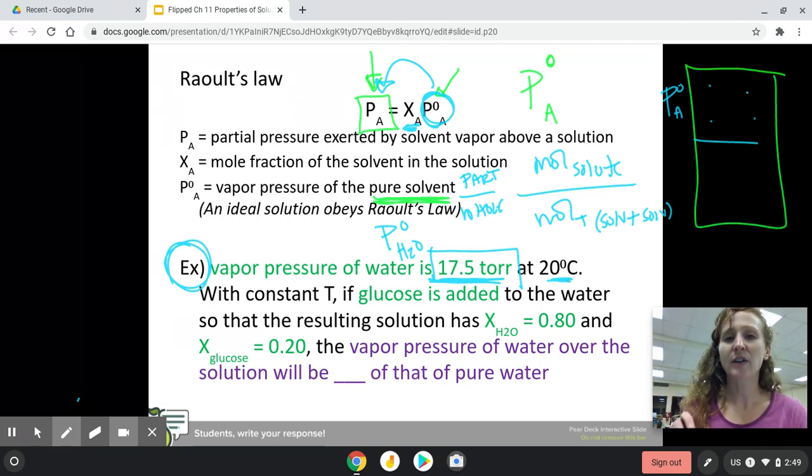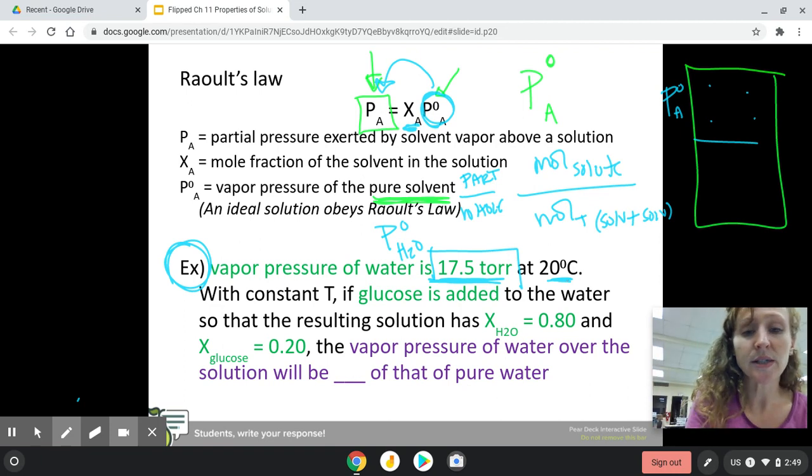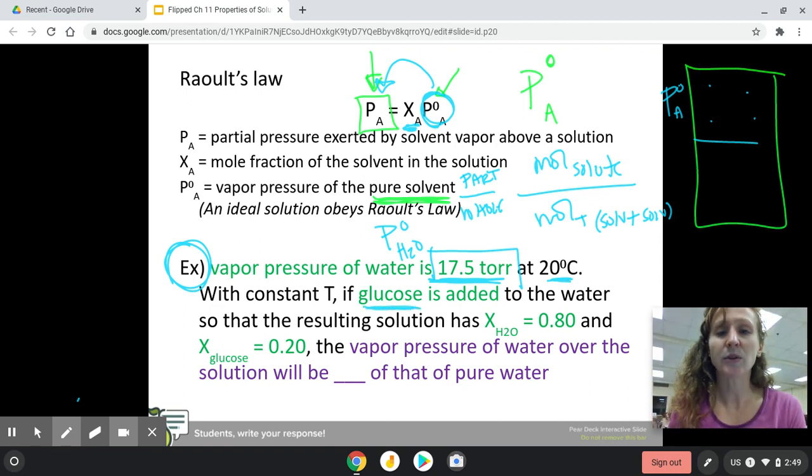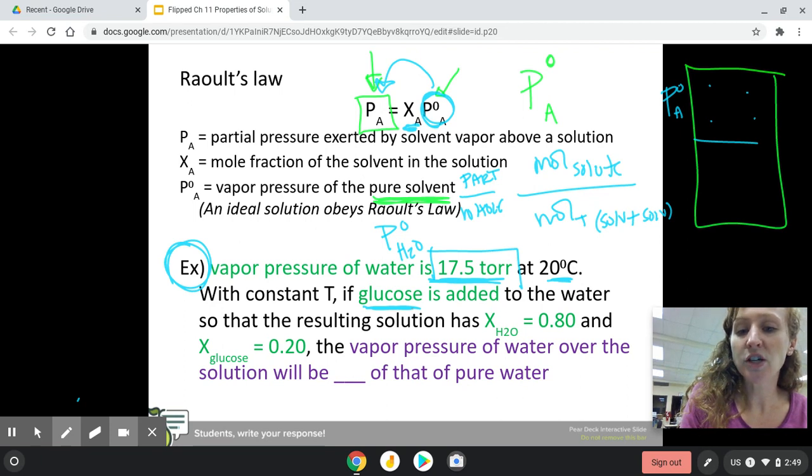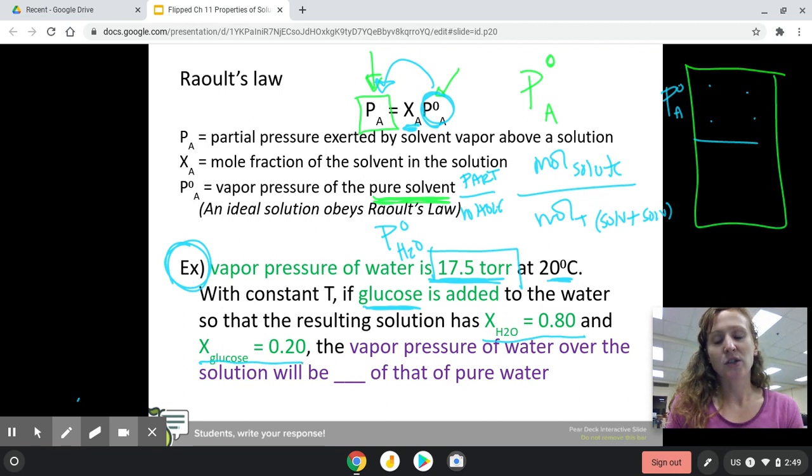Okay, so we have an original vapor pressure of water when it's by itself. And then glucose is added. So glucose is a type of sugar. It's going to be a polar covalent molecule. It's going to be added to the water. So now we have a mole fraction. So notice the mole fraction of water is 0.8. The mole fraction of glucose is 0.2. So if we look at water over the whole, water takes up 80% of our solution. If we look at glucose over the whole, glucose takes up 20% of the whole solution.